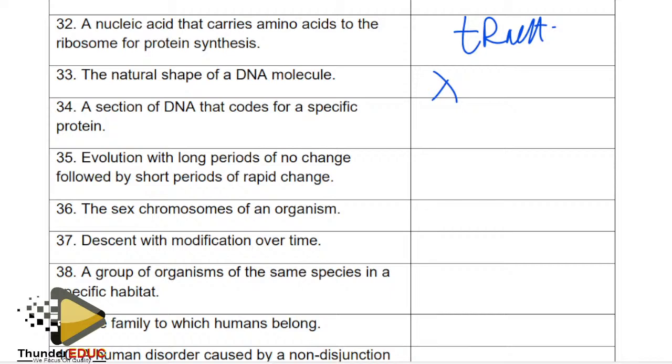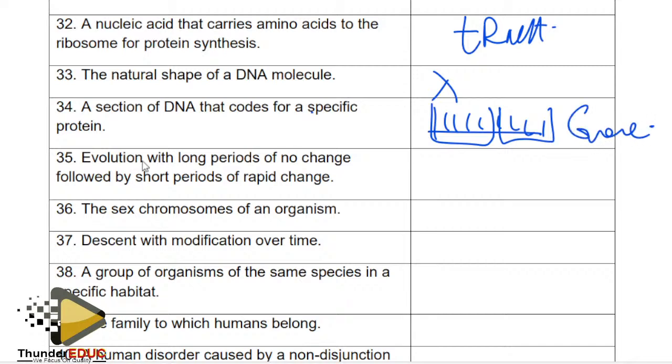Section of DNA that codes for a specific protein. Okay, let me read again. Section of DNA that codes for a specific protein. How do you call that section of DNA? Check. They're looking at something like this. But this section, how do we call those sections? We call them genes. Yes.